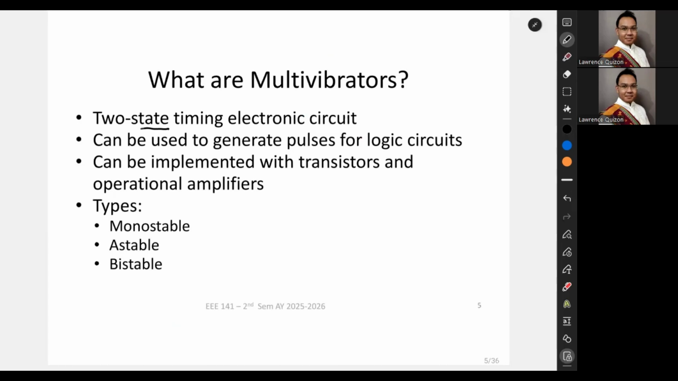Multivibrators, in a loose sense, can be considered two-state timing electronic circuits. This specifies the useful part of multivibrators. That is, they typically only have, or are designed to have, only two states. They can be used to generate pulses for logic circuits. This is what they're typically used for. And the important thing is we can implement them with either transistors or op amps.